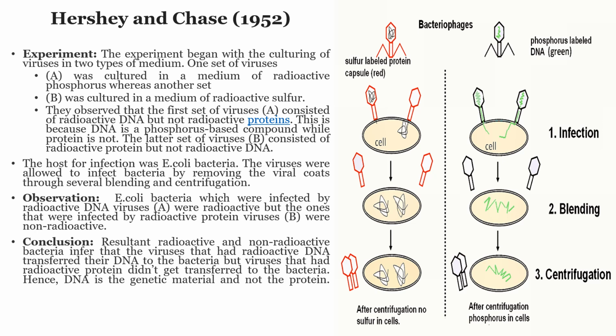Observation of Hershey and Chase was E. coli bacteria which were infected by radioactive DNA virus A were radioactive, but the ones that were infected by radioactive protein viruses B were non-radioactive. They concluded that resultant radioactive and non-radioactive bacteria infer that the virus that had radioactive DNA transferred their DNA to bacteria, but viruses that had radioactive protein did not transfer to the bacteria. Hence, DNA is proved to be a genetic material while protein is not.